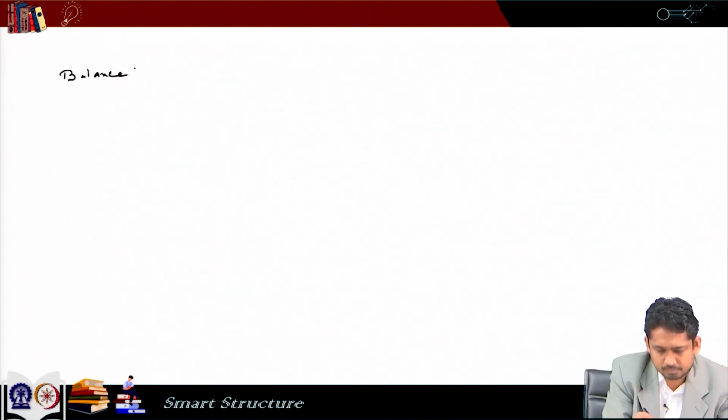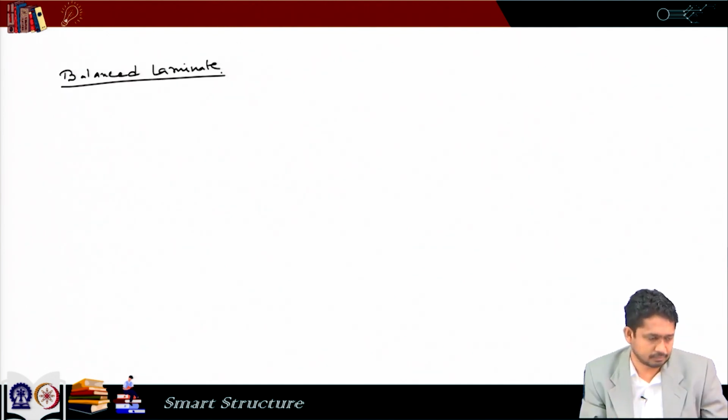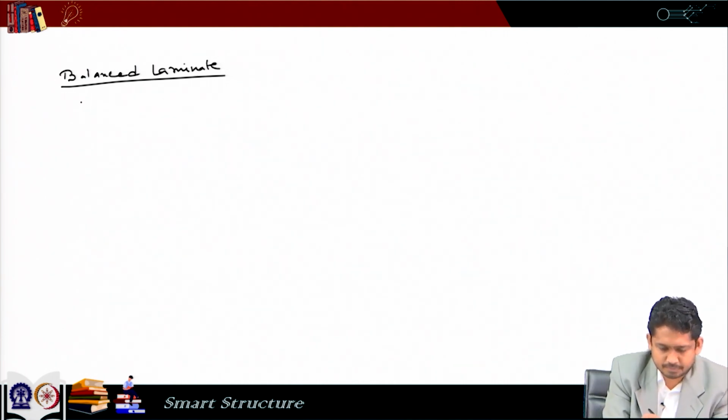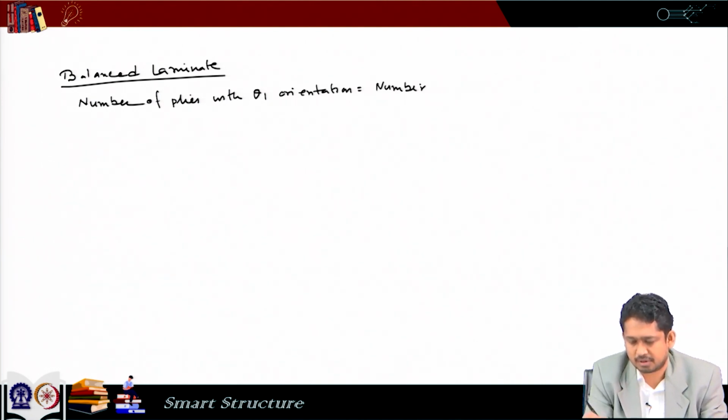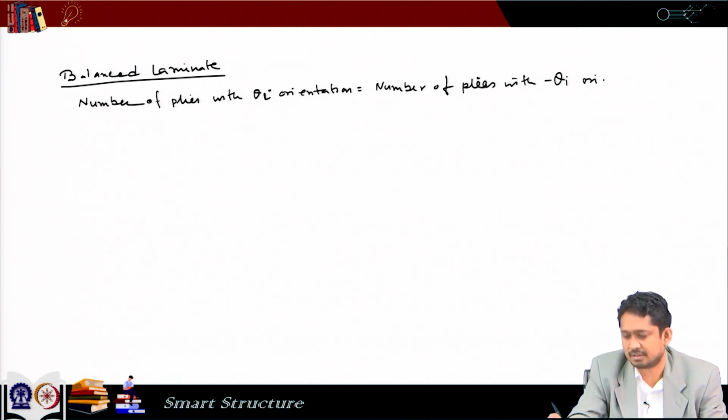Now, there is something called a balanced laminate. A balanced laminate is something where the number of plies with theta i orientation is same as the number of plies with minus theta i orientation.